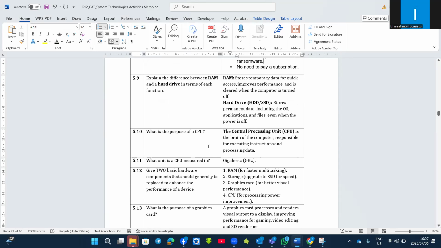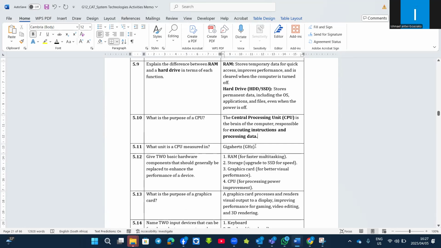5.10, what is the purpose of CPU? Central Processing Unit, which is the main brain of the computer, is responsible for processing of data and execution of instruction. That's the main purpose of the CPU. 5.11, CPU measurement is measured in gigahertz.